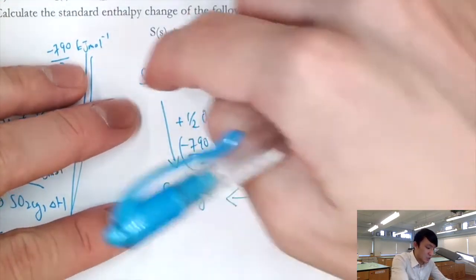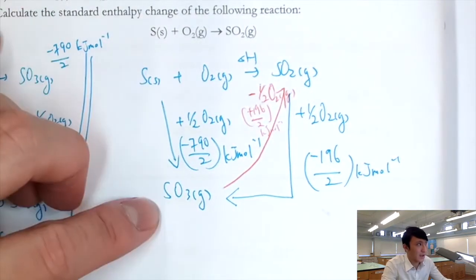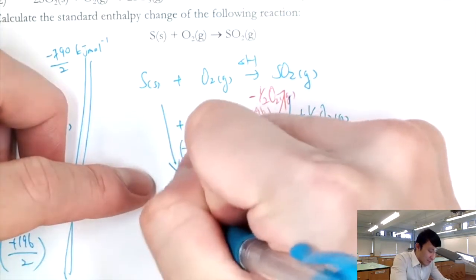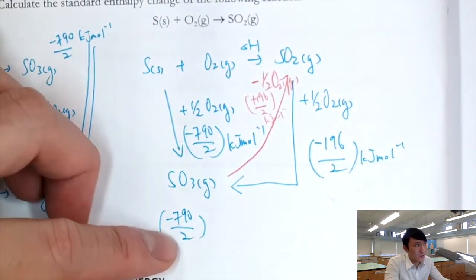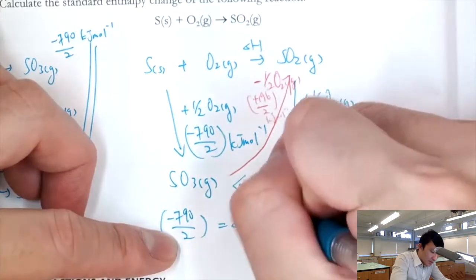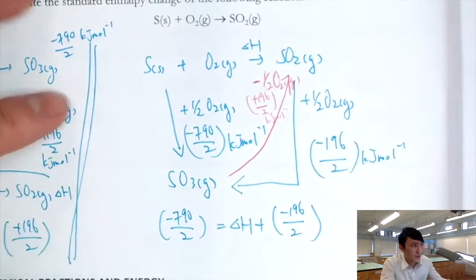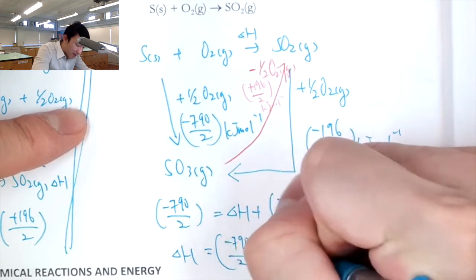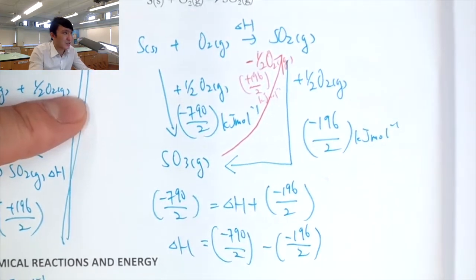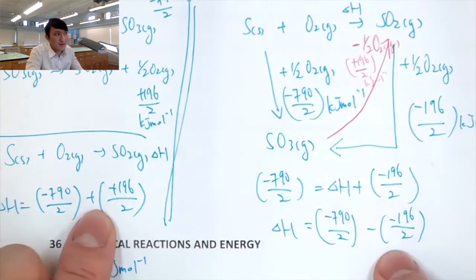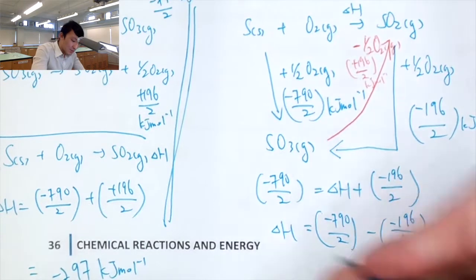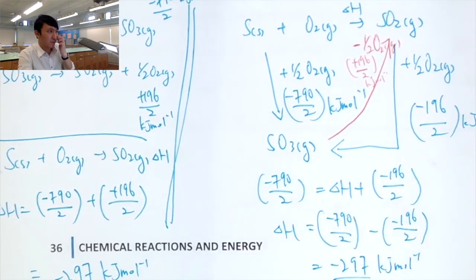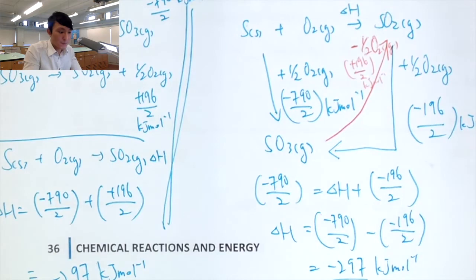So here, delta H, you can set this one as the starting point, this one is the end point. So this path equals to this path, okay? So you will have negative 790 over 2 equals to delta H plus negative 196 over 2, okay? By rearranging the term, you realize that it could be 2 minus 196 over 2, right? So it would become the same as this one, right? These two would be the same. Minus become positive, okay? So it should also give you 297 kilojoule per mole, okay? So now we are going to speed things up. Let's look at the next one.